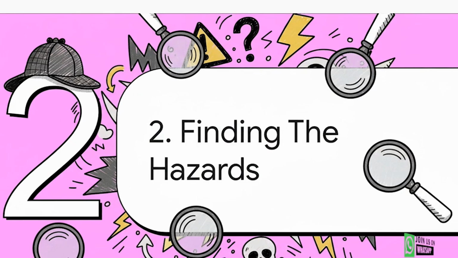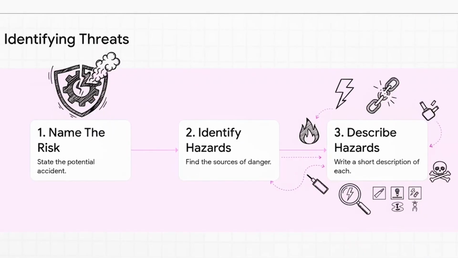Okay, so how do we start building this thing? Well, step one, you've got to put on your detective hat. It's time to move beyond that vague feeling that something could go wrong and start identifying specific, tangible hazards. And hey, there's a super simple three-step process for this. First, you name the big overarching risk. What's the potential accident? Second, you identify the specific hazards, the actual sources of danger that could cause that accident. And third, you describe them. The key here is to get really granular.